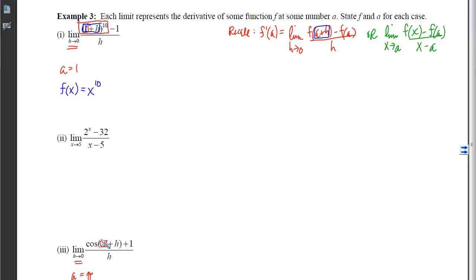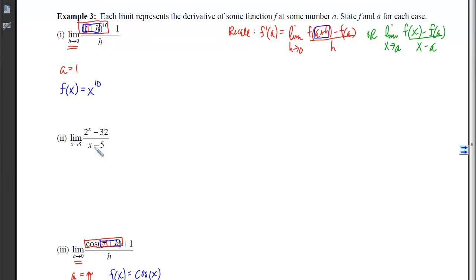Same thing here. If I replace this pi plus h, that's my a plus h, and I put that inside the first term that we see in the difference quotient, we can see that the function in this one is actually the cosine of x.